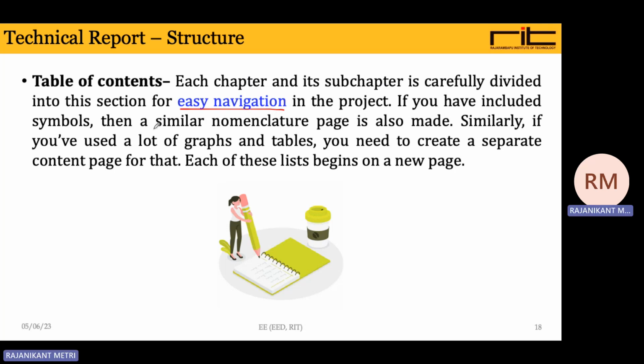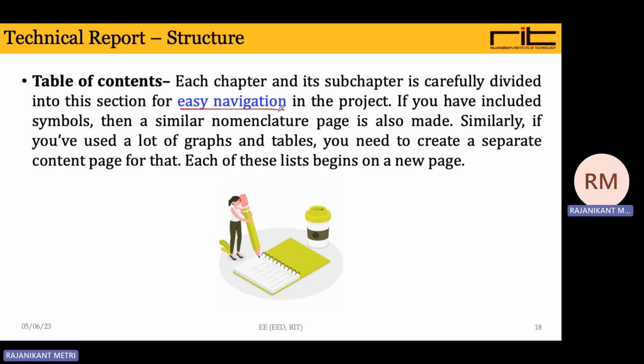If you have included symbols, nomenclature, or abbreviations, then for that also a page should be mentioned after the table of contents, like abbreviations, nomenclature, or list of symbols. You list down whatever symbols you have used throughout your report, and you should mention them there.